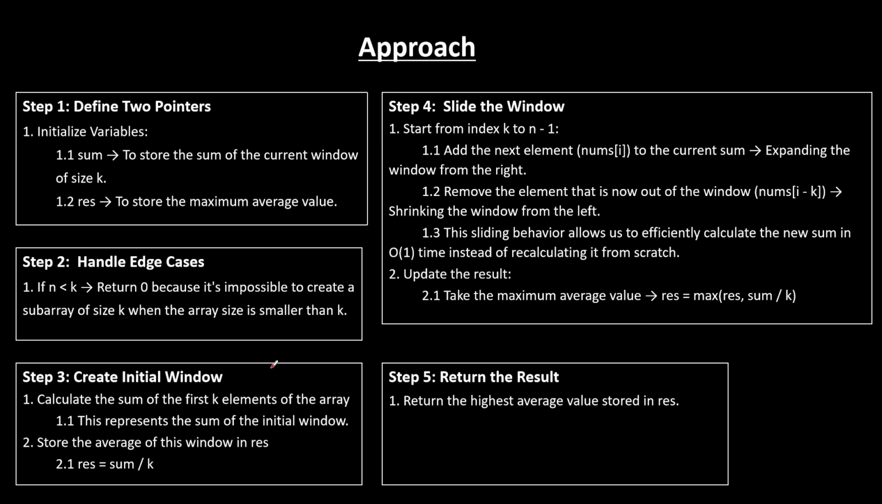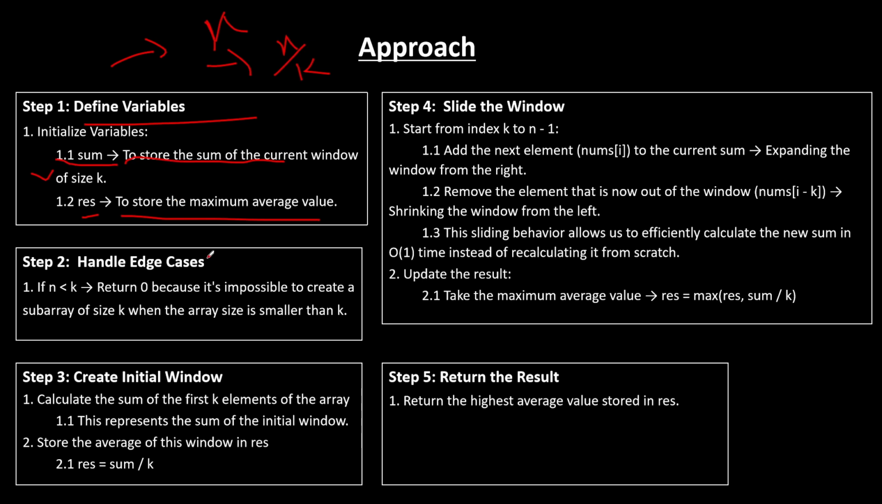Now, since you got the intuition of the problem, let's look into the approach, how we're going to solve it. Step one will be defining variables. One variable will be sum to store the sum of the current window of size k, and another will be result to store the maximum average value. Basically, the sum which we will take out, for example, x, and the result will be the average of it. Basically, result will be x divided by k.